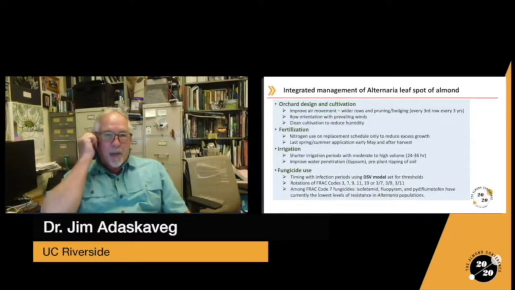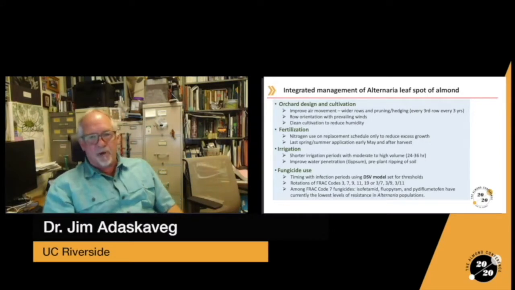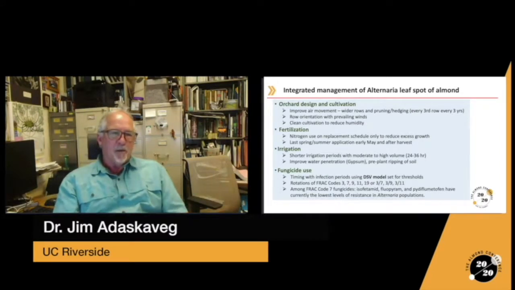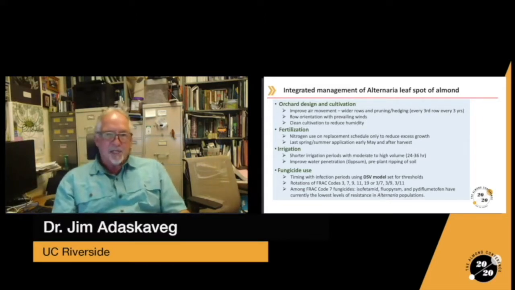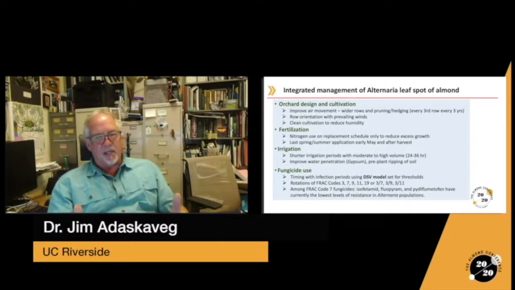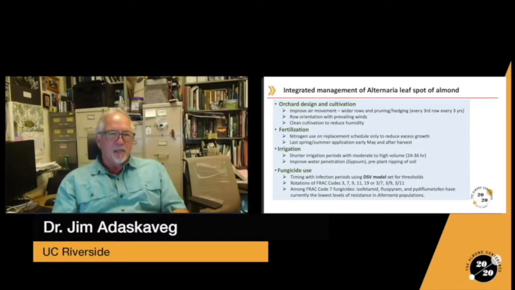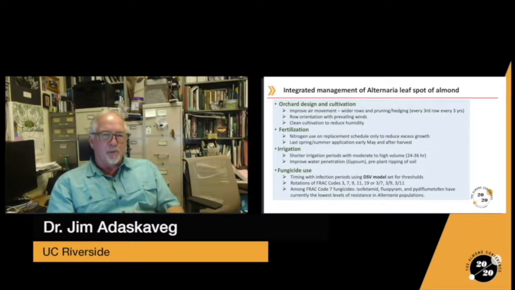So how do we manage Alternaria leaf spot? You can't just do it with fungicides. You have to use an integrated approach. Right from the beginning, with orchard design and cultivation, things that improve air movement. When you're setting up the orchards, the rows can be planted further apart. The trees could be hedged and pruned appropriately to allow prevailing winds to go through the orchard. Row orientation usually is with the prevailing winds in the valley, and that's usually north and south. And then clean cultivation on the orchard floor to reduce humidity.